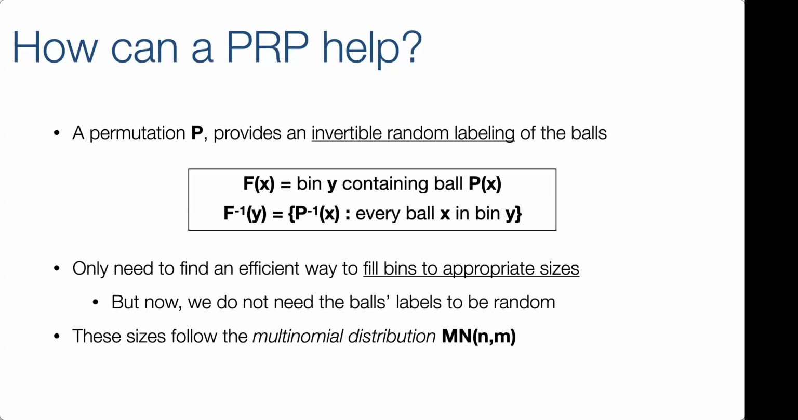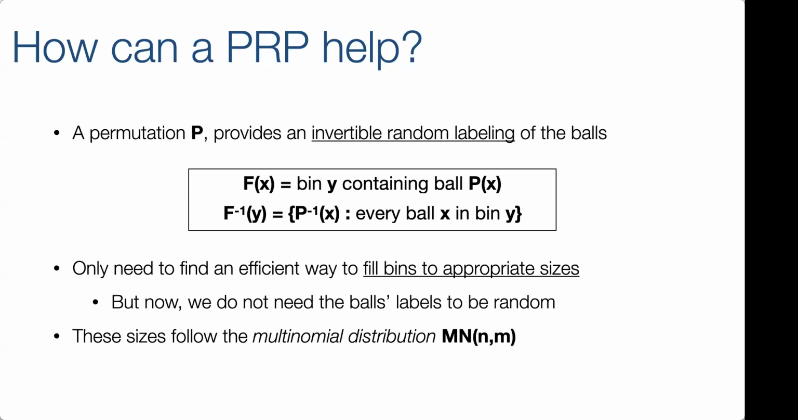Okay, so if we have a permutation, and specifically small domain permutations do exist, then we can simplify our problem to just making sure that we can sample the bins efficiently for any labeling. We don't have to care about the labeling because we can slap a PRP on the end and get our IPRF. So we're going to focus on this multinomial distribution and sampling that efficiently.